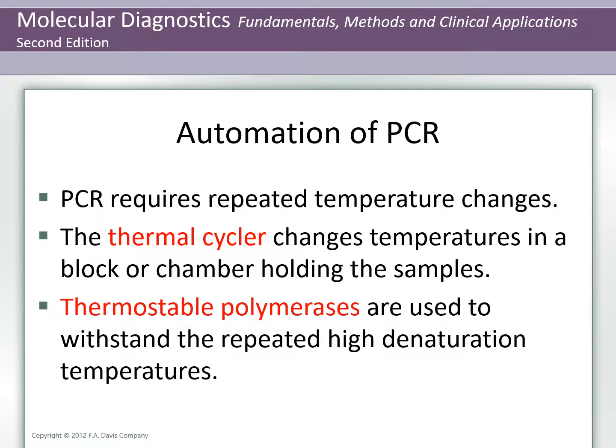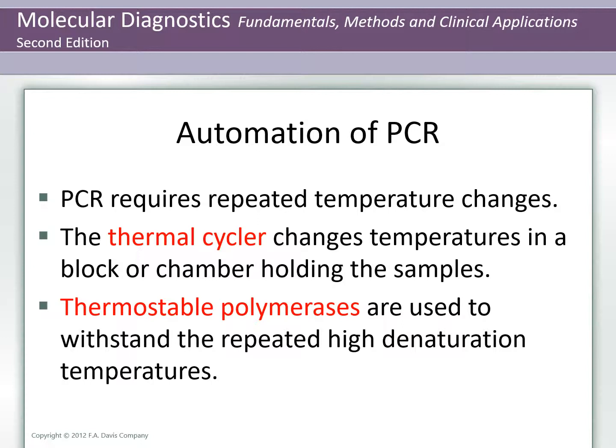The first PCRs were performed using multiple water baths or heat blocks set at the required temperatures for each of the steps of the PCR cycle. The tubes were manually moved from one temperature to another. In addition, before the discovery of thermal stable enzymes, new enzymes had to be added after each denaturation step, further slowing the procedure and increasing the chance of error and contamination.